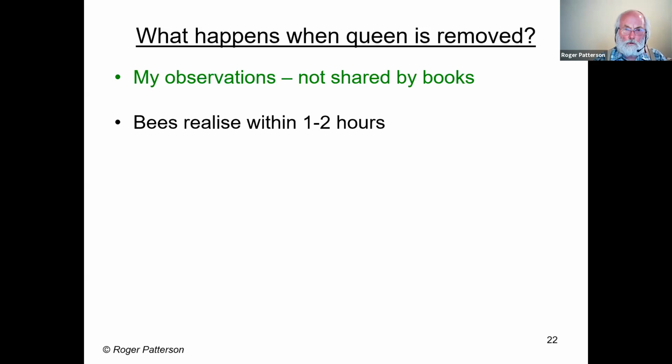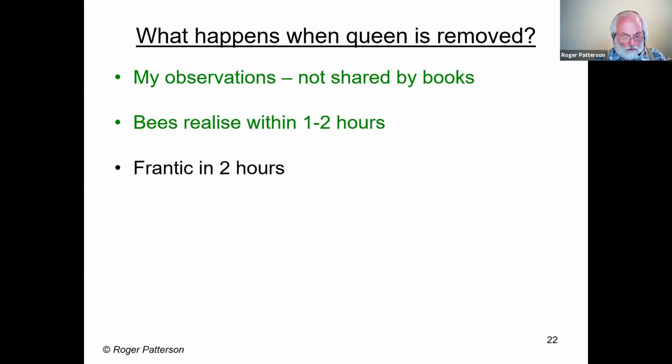Take a queen away from a colony, and depending on the size of it, excuse me. Sorry, Nick, you told me not to cough. Bees will normally realise within perhaps an hour or a couple of hours for a big colony. The smaller the colony, the quicker they'll realise it, because, of course, the diminishing pheromone is not getting around the colony. Some colonies will be absolutely calm, not even roaring.